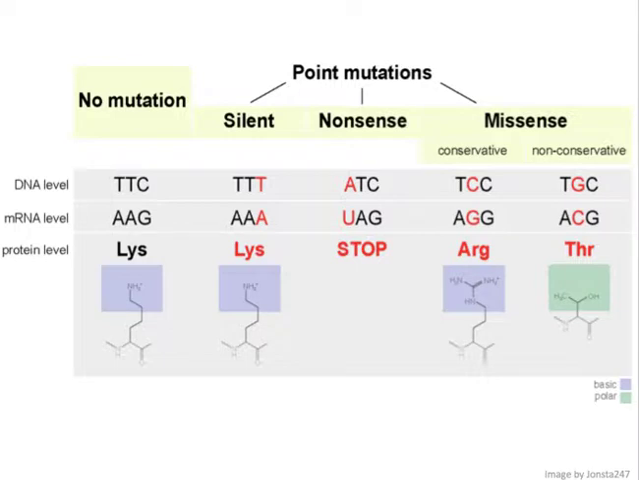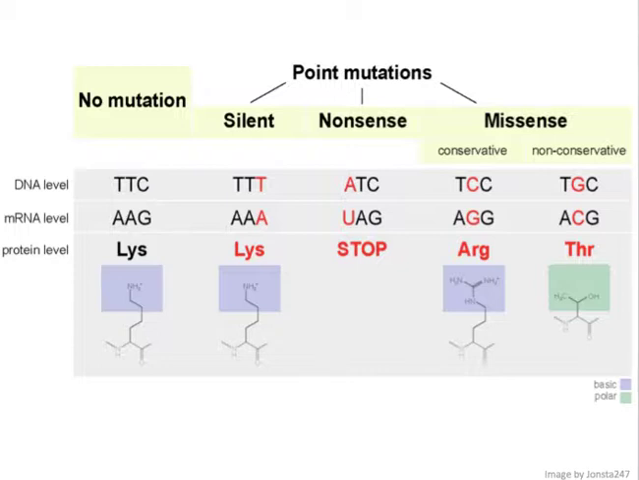So if we look at this example, first we'll look at the column with the no mutation. We're looking at the DNA level is TTC, the mRNA level is AAG, and the protein level is lysine. It pulls lysine as an amino acid. And this is what the original code should code for. Now, in the silent point mutation, that DNA level changes, and the third codon is a T, which changes the mRNA to AAA, but it still pulls the same amino acid, lysine.